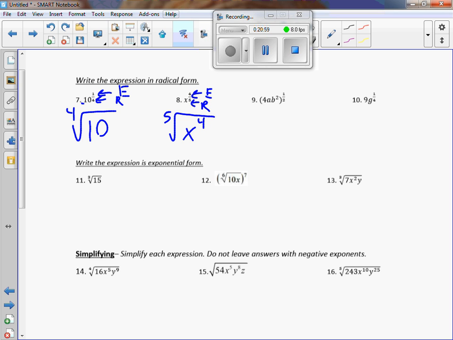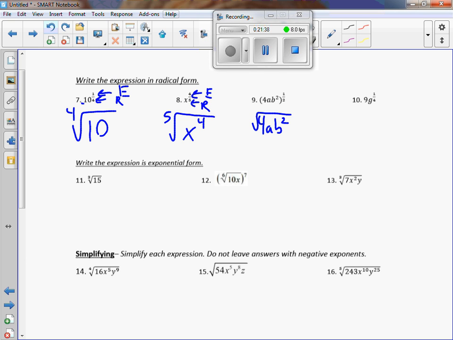Number 9 gets a little bit trickier because now there are 3 different pieces here. We have 4ab squared and then 1/2 outside of that. So before we do anything, we'll put everything under the radical. Notice that 1 is the exponent for the whole thing. The top piece, we don't need to put that because 1 is already there. And 1/2 means little 2 there. Again, we don't need to put it. It's assumed it's a little 2.